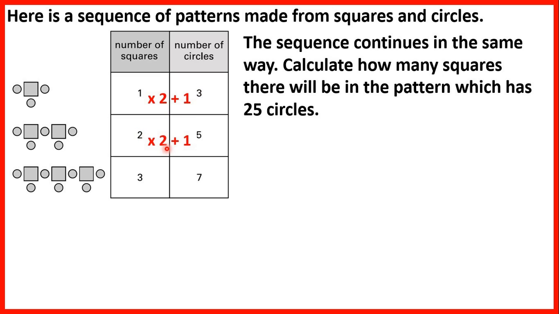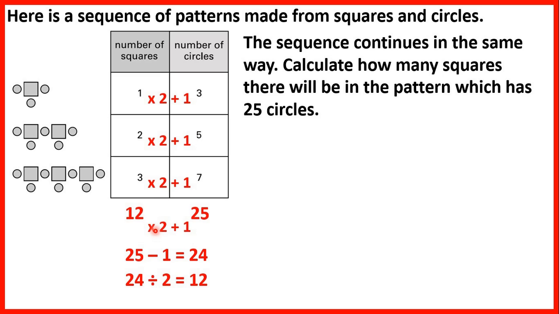2 times 2 is 4, and then we need to add 1 to make 5. And 3 times 2 is 6, plus 1 is 7. So we know that we need 25 circles. So what times 2 plus 1 is 25? Well, if we work backwards, we can subtract 1 to get 24, and then divide by 2 to get 12. So that means if we have 12 squares, we'll have 25 circles. 12 times 2 is 24, plus 1 is 25. So that's 12 squares.